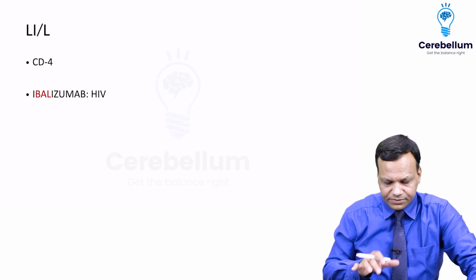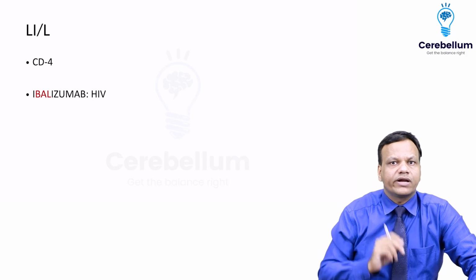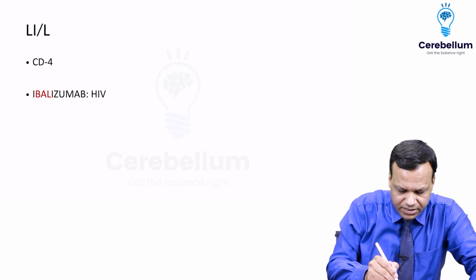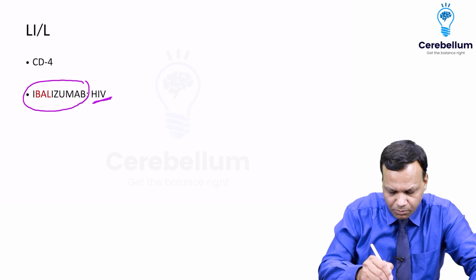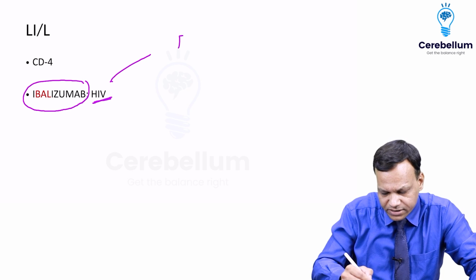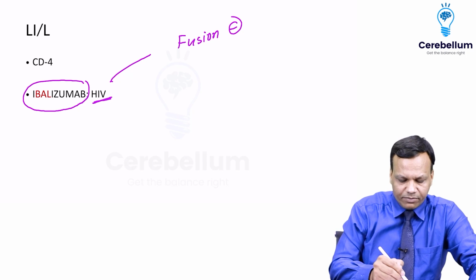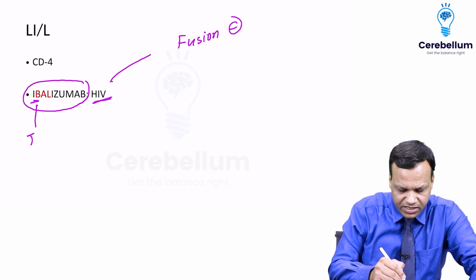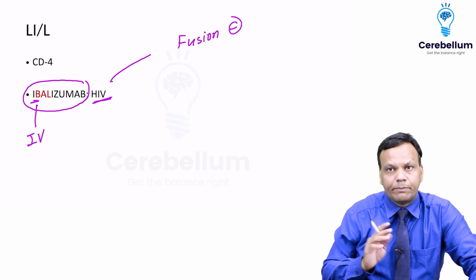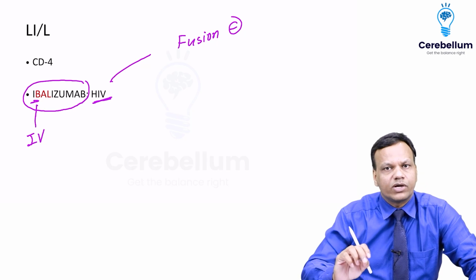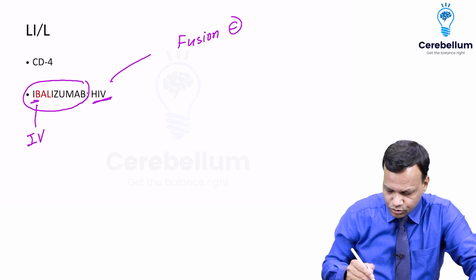No need to remember. Next is monoclonal antibody against CD4. It is ibalizumab. Ibalizumab is a monoclonal antibody against CD4. It is a fusion inhibitor. It is used intravenously. IV says IV. It is given intravenously. Ibalizumab is for IB. So it is a monoclonal antibody against CD4, and this you need to remember.